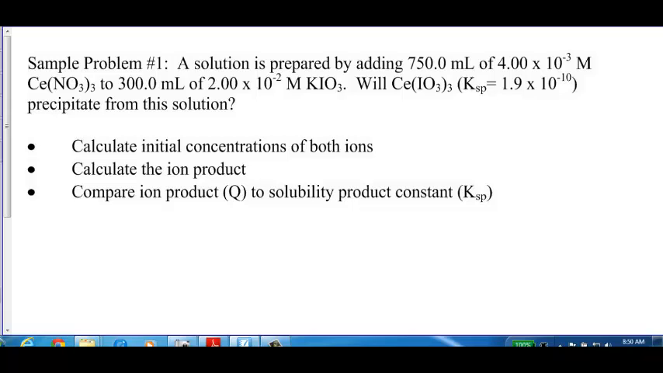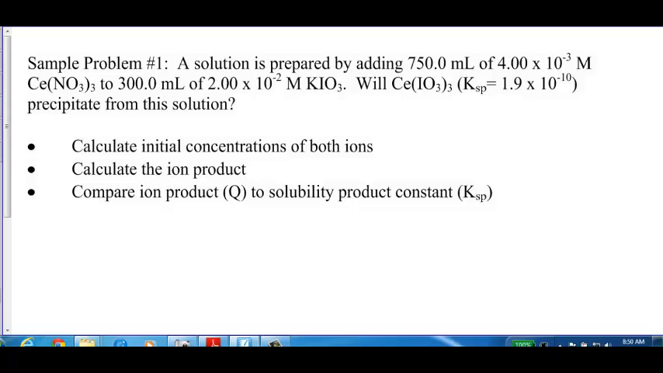When you get it, there's a whole lot of stuff going on. First thing is calculate the ion concentrations of both ions. Now, in reality, aren't there 4 ions? Cerium, nitrate, potassium, iodate. But 2 of those we don't care about because they're not going to make a precipitate. They are nitrate, because all nitrates are soluble, and potassium, because all group 1s are soluble.